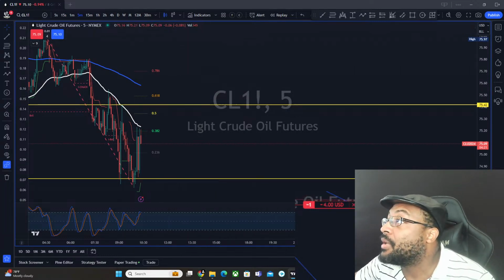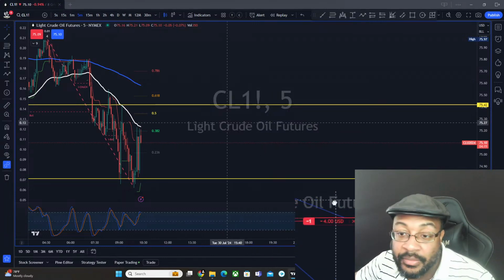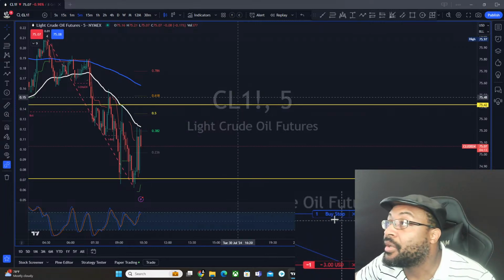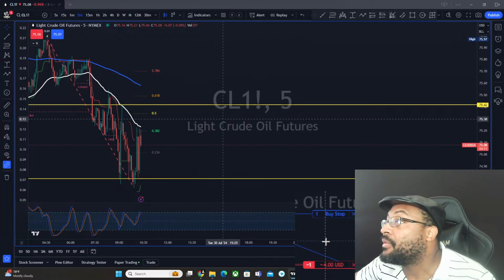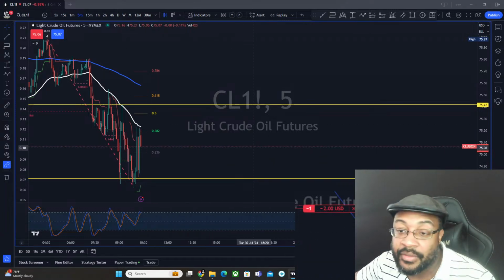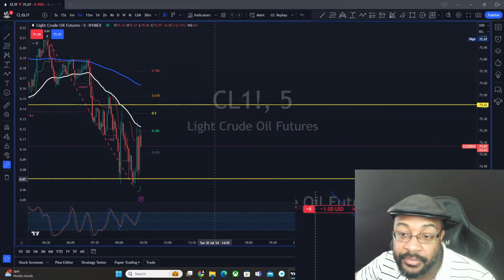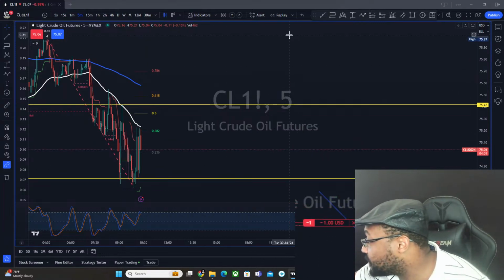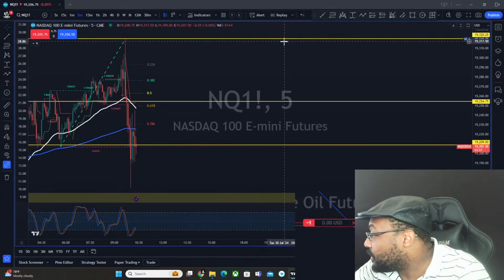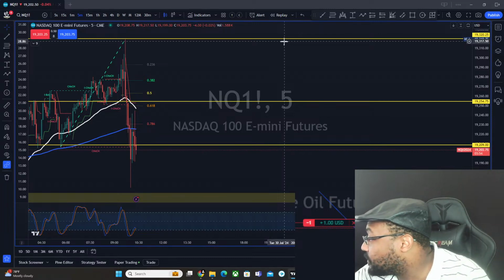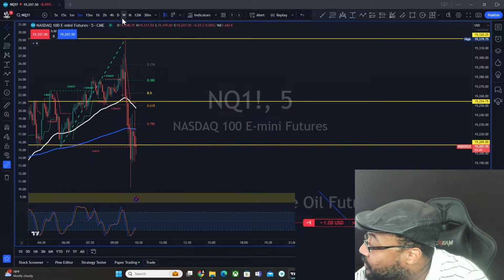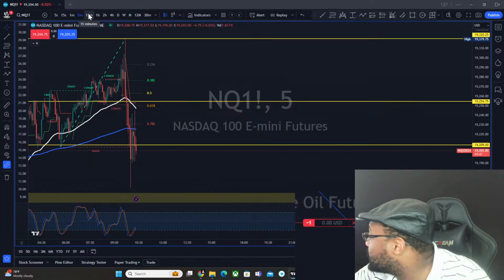Here, let me squeeze this down so I can see my stop loss right there. Oh, but you can't see the chart. Basically, this is 70, 75, 55. That's what I'm looking for as a stop. But we'll see. NQ, jeez, very indecisive.